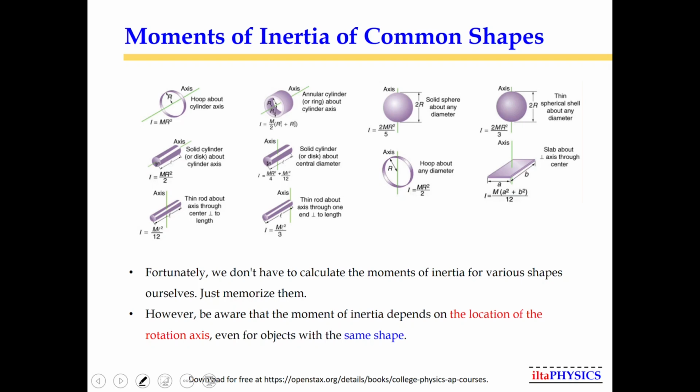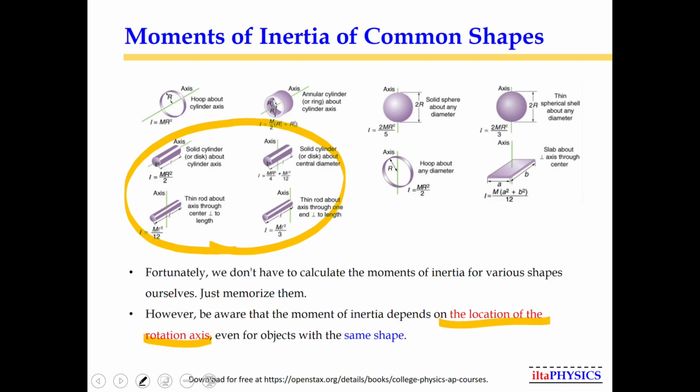Finally, here is a table of the moments of inertia for various shapes that we will deal with frequently. Fortunately, we won't be deriving the formulas for these shapes ourselves. You just need to memorize the results. One thing to be careful about: even for the same shape, the moment of inertia changes depending on where the axis of rotation is located. Also, keep in mind that whether a shape is solid or hollow is a big factor that changes the moment of inertia.